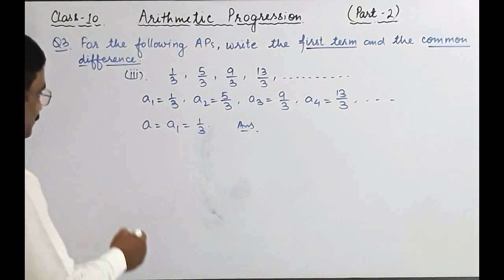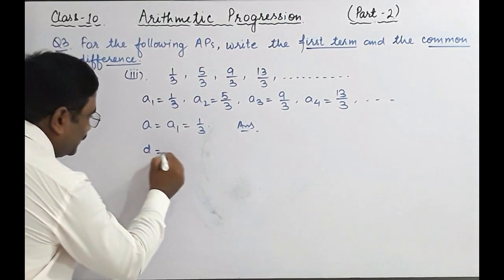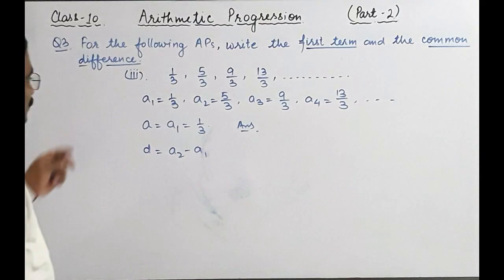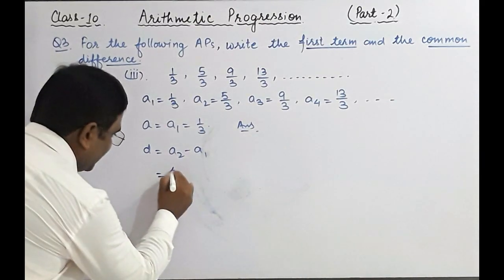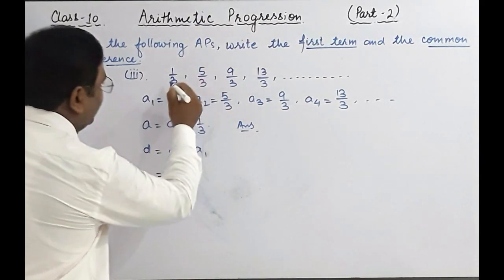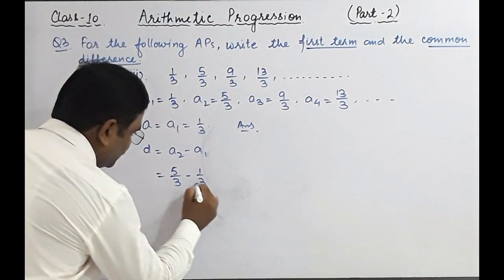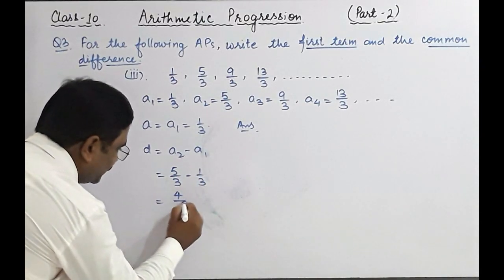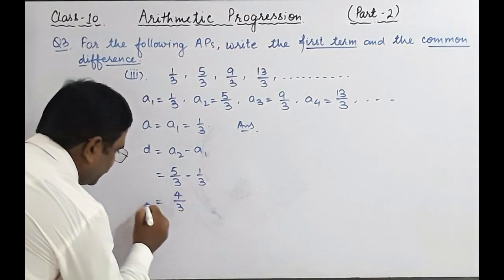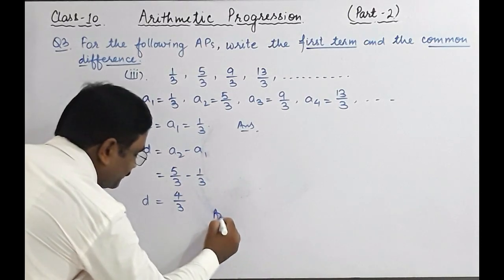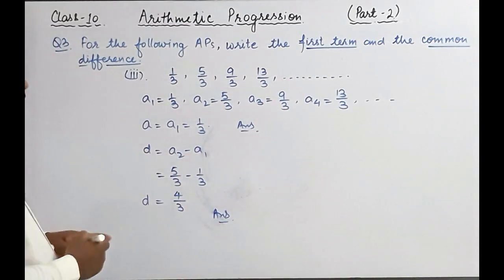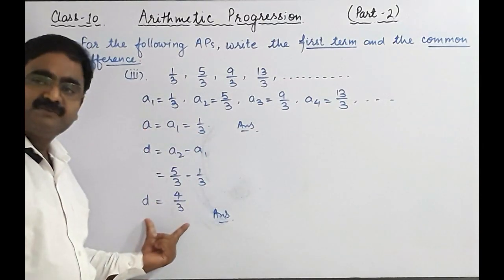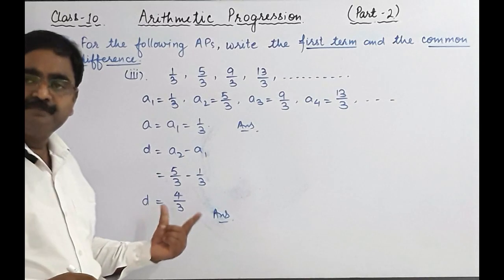Now to find the common difference, the value of d is equal to a2 minus a1. a2 is 5 upon 3 and a1 is 1 upon 3. Simplify it: the denominators are the same, so you get 4 upon 3. 5 minus 1 is 4 upon 3, which is the common difference. Right, children? So the first term is 1 upon 3 and the common difference is 4 upon 3. Any problem?